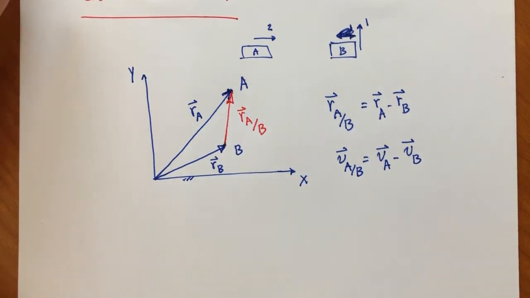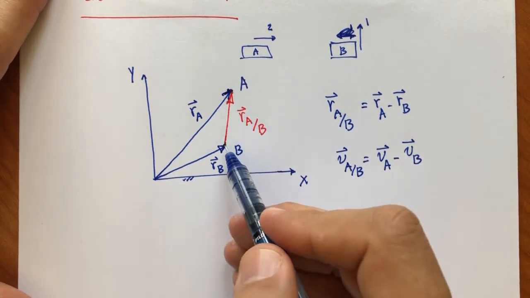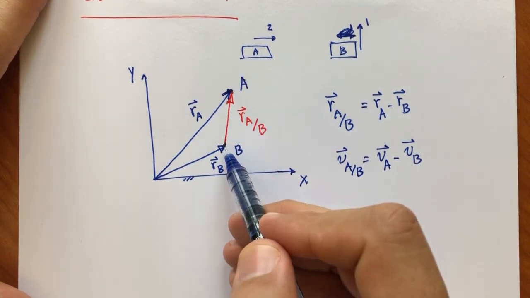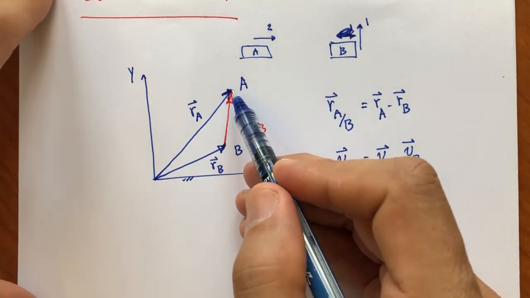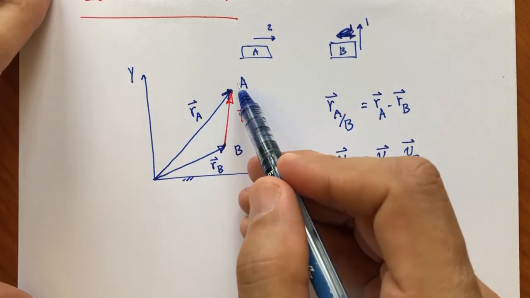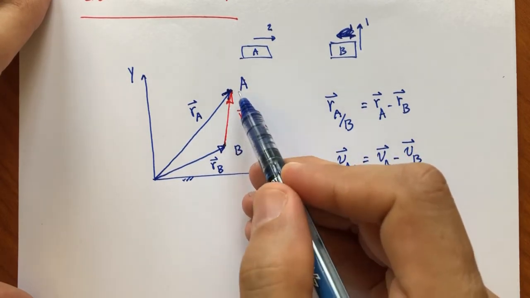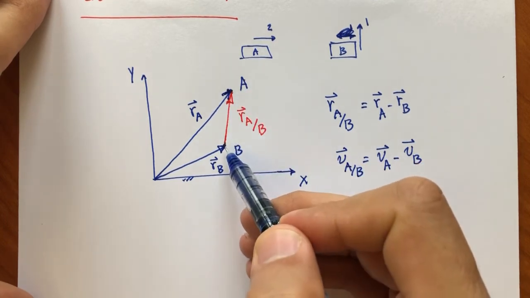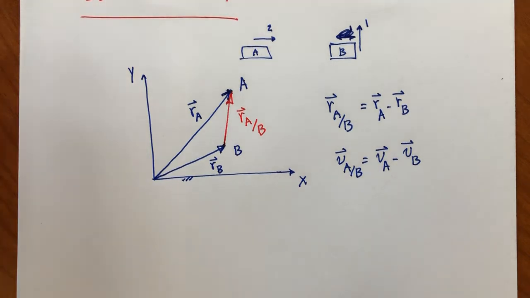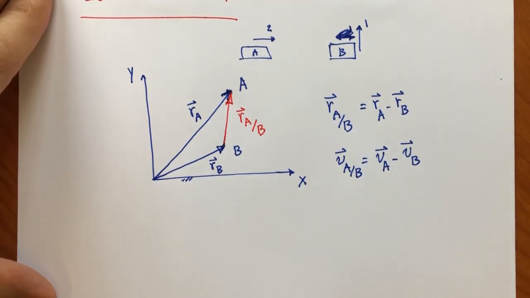And the physical meaning of velocity of A with respect to B is that the observer is going to be on B. Let's say we are moving with B and we don't know we are moving. And at the same time, we are looking at point A. The velocity of A in our eyes, based on our observation, is going to be that relative velocity. The relative velocity of A with respect to B, with respect to us. So this is the equation for velocity.